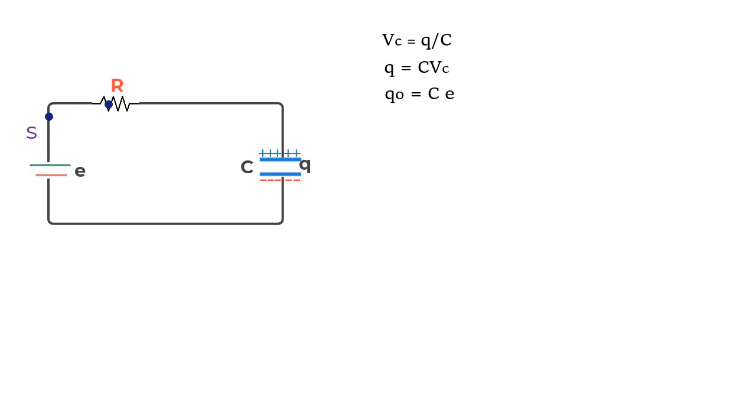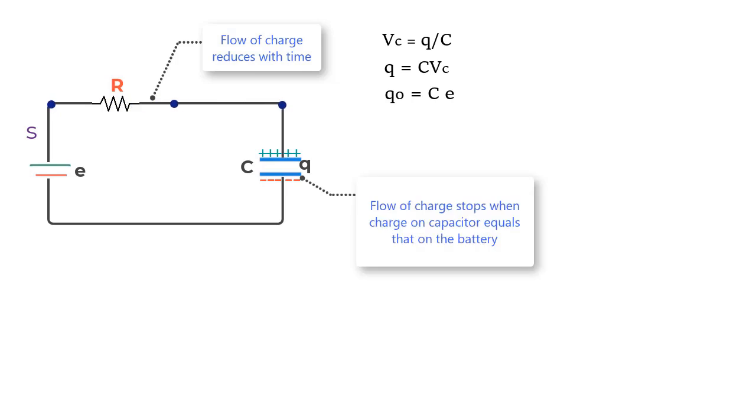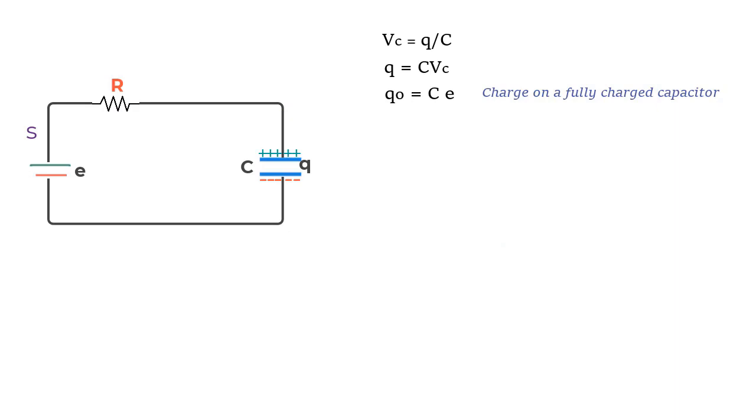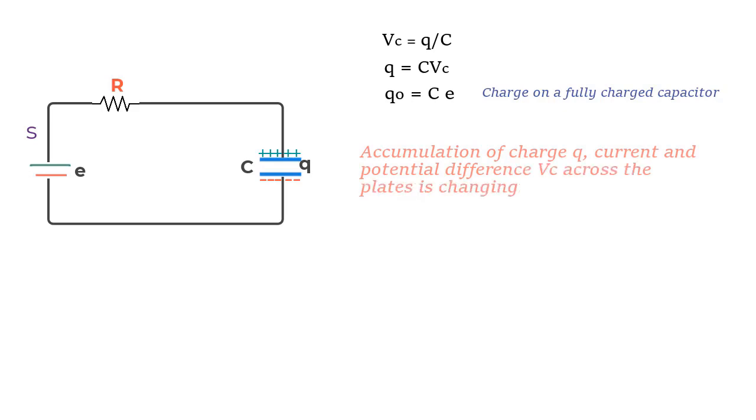So you see the charge starts flowing when you close a circuit, but the flow starts falling with time as the capacitor gets charged, because the positive charge that builds up here tends to repel more charge from coming onto the plate and completely stops the flow of the charge when it reaches the same charge as is present on the battery. And therefore you can say that during this time, that is time 0 to the time when the capacitor gets fully charged, the accumulation of charge Q, current and potential difference Vc across the plates is changing, and this is what we will try to understand with the help of an equation.